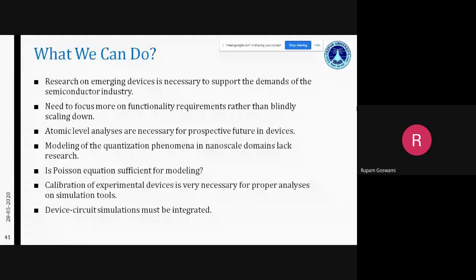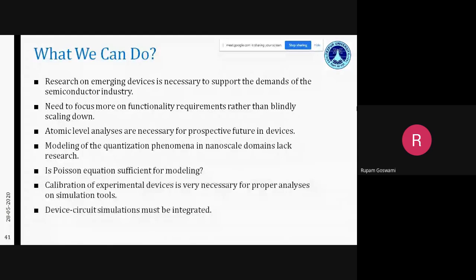Therefore, your older mobile phone versions did not have these high pixel cameras as compared to the ones now, which are embedded in the same area. So they are occupying the same area with higher functionalities. So you are putting more transistors, which means you are putting more functionalities per chip.